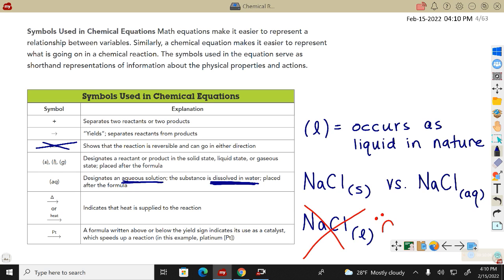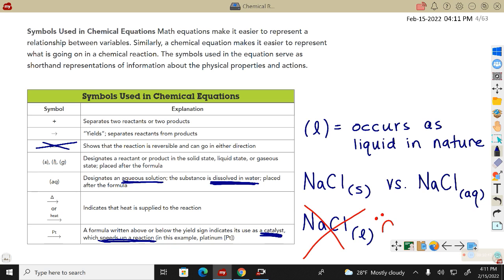We might see a little arrow that has the word heat on the top, or a triangle. That does just mean that I'm heating my reactants in order to form products. Or sometimes we might see an element symbol written above the arrow, and that indicates a catalyst. A catalyst is something that just speeds up a reaction. It's not really a reactant or a product. I'm just using it to speed up the reaction. We'll talk a lot more about catalysts later on. So all of these are symbols that we should definitely be familiar with.